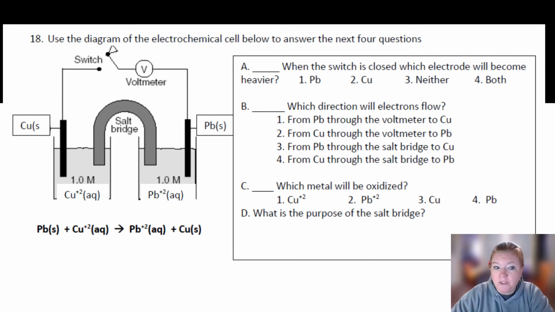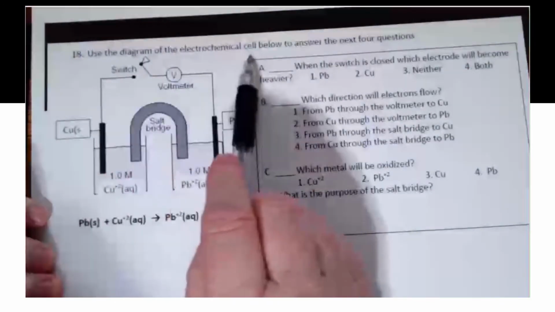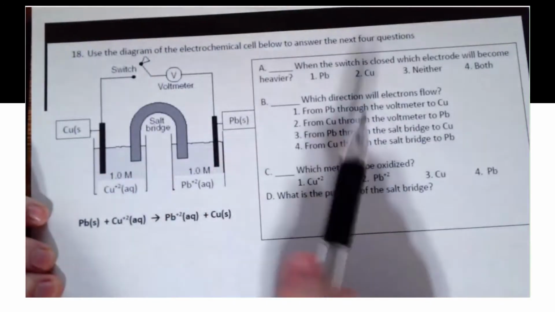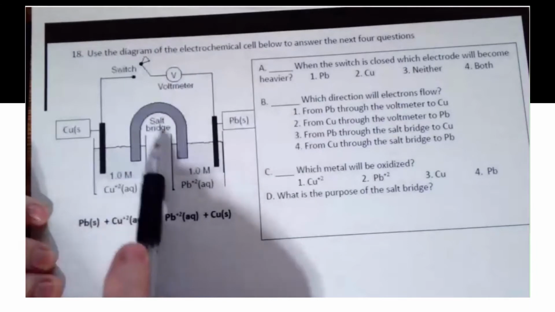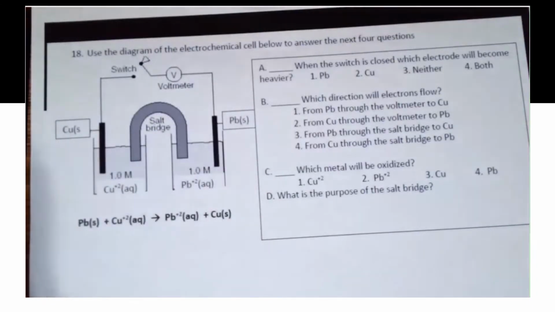All right, now we're going to do a few examples. Here's the first one, but I'm going to write it out on paper instead of doing my chicken scratch on the screen. All right, here we go. So it says use the diagram of the electrochemical cell to answer these questions. Before I answer the questions, I am going to label every single thing I possibly can on this diagram.